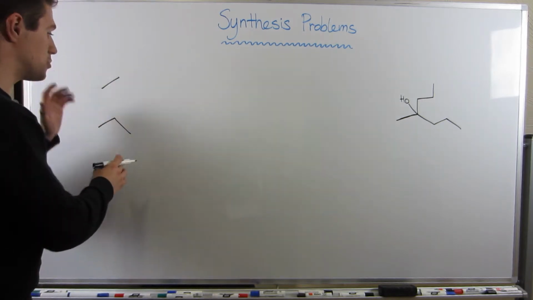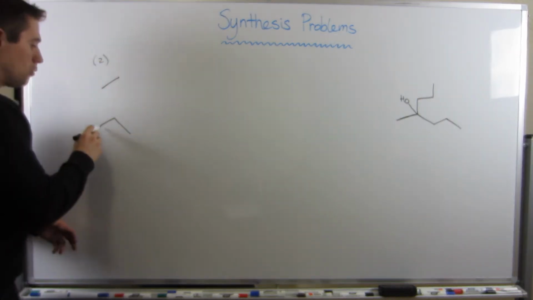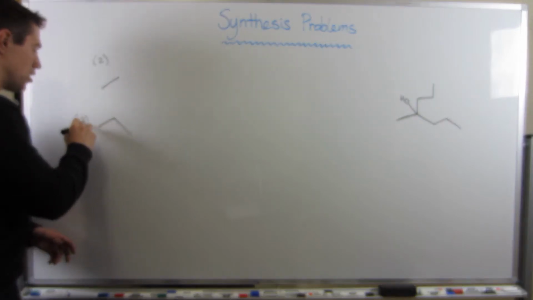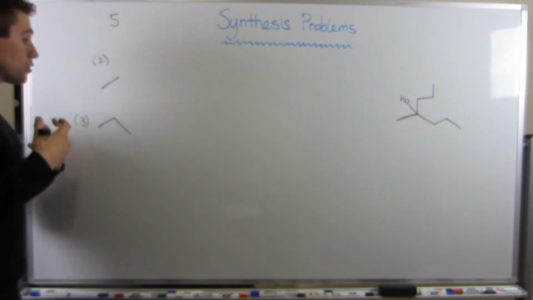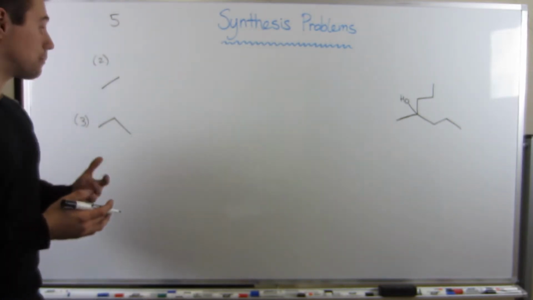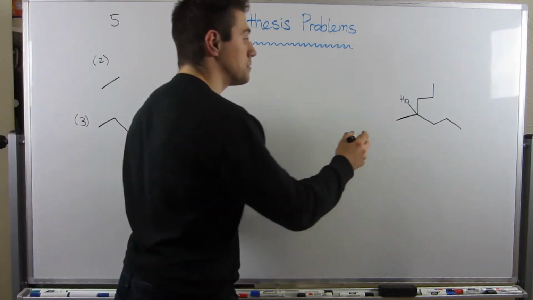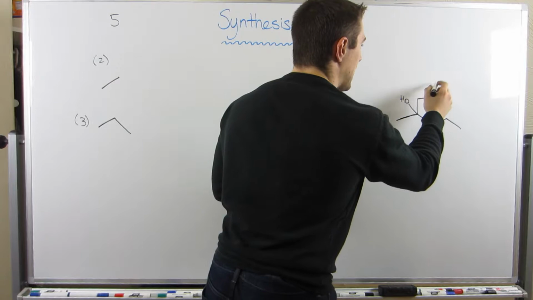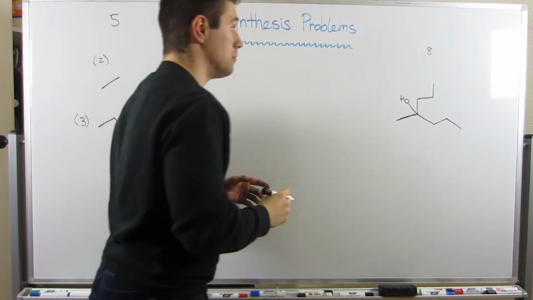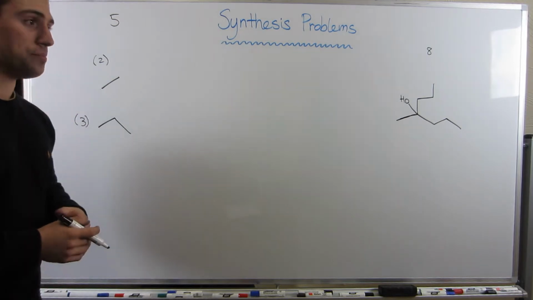So let's count the carbons we start out with. 1, 2, 3. So overall we have 5 carbons with the initial things we've been given, right? The initial organic pieces we're allowed to use. And over here, 1, 2, 3, 4, 5, 6, 7, 8. Okay, so they don't match up. That's interesting, right? That hasn't happened to us before.